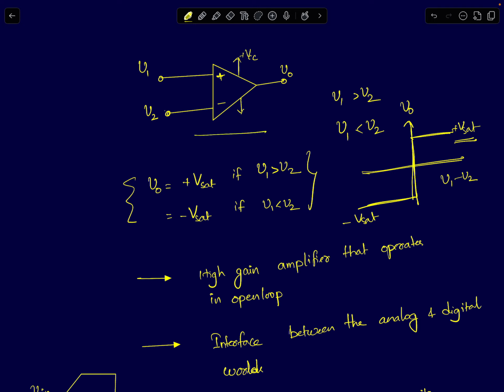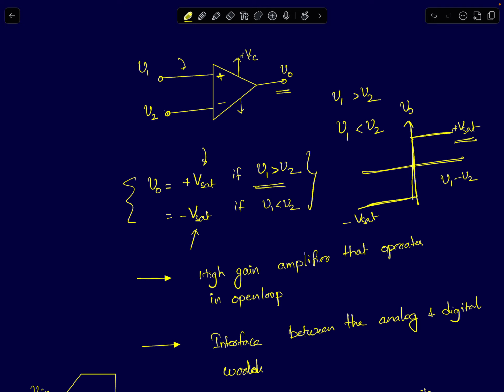At its heart, a comparator as shown here is a simple three-terminal device. It's a very high gain amplifier that always operates in open loop. So let V1 and V2 here denote the non-inverting and inverting input terminal voltages, and V0 denote the output voltage. Then if V1 is greater than V2, the output voltage will be at plus Vsat. If V1 is less than V2, the output voltage will be at minus Vsat.